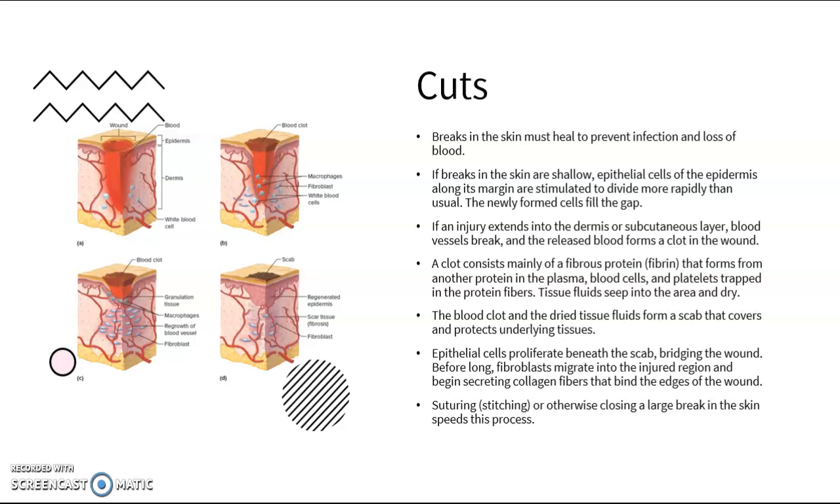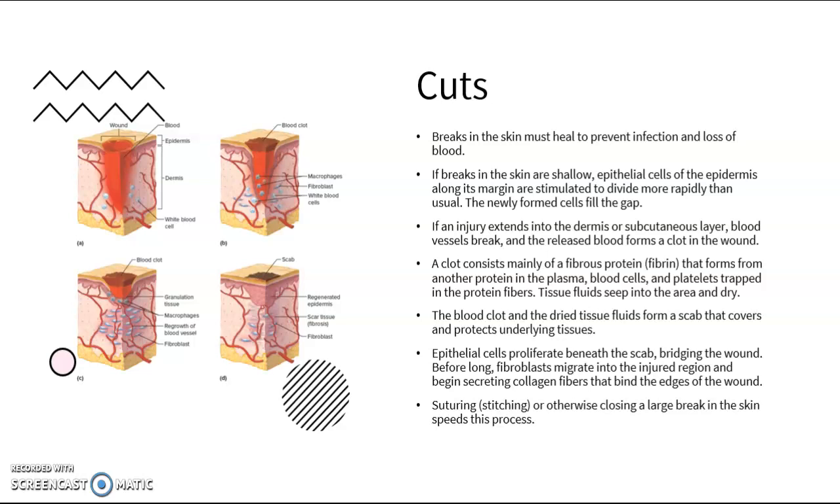If an injury extends into the dermis or a subcutaneous layer, blood vessels break, and the released blood forms a clot in the wound. A clot consists mainly of a fibrous protein, fibrin, that forms from another protein in the plasma of blood, with cells and platelets trapped in the protein fibers. Tissue fluids seep into the area and then dry. The blood clot and dried tissues form a scab that covers and protects underlying tissues. Epithelial cells proliferate beneath the scab, bridging the wound.